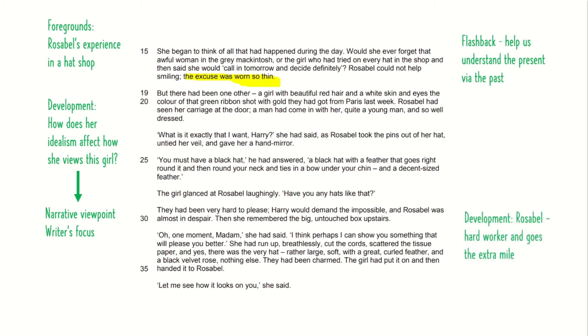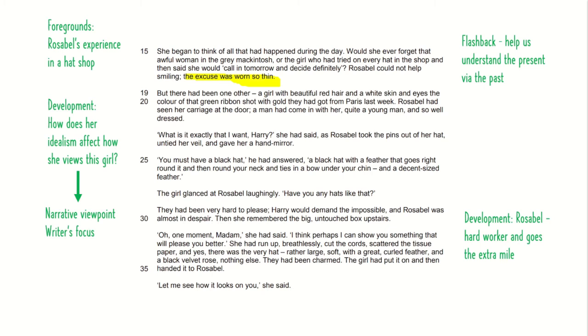Another development that we get is that Rosabelle is a hard worker who goes the extra mile. She had run up breathlessly when she thought about a big untouched box. When the woman came into the shop, Rosabelle took the pins out of her hat, untied her veil, and gave her a hand mirror. So not only does she have experience in a hat shop, as we were told at the beginning, but that's then developed by us understanding that Rosabelle is a hard worker.